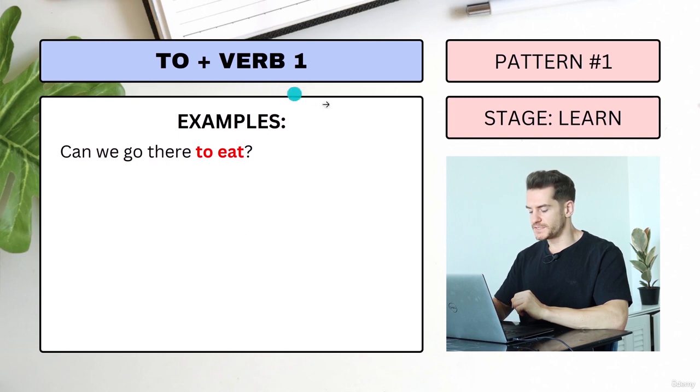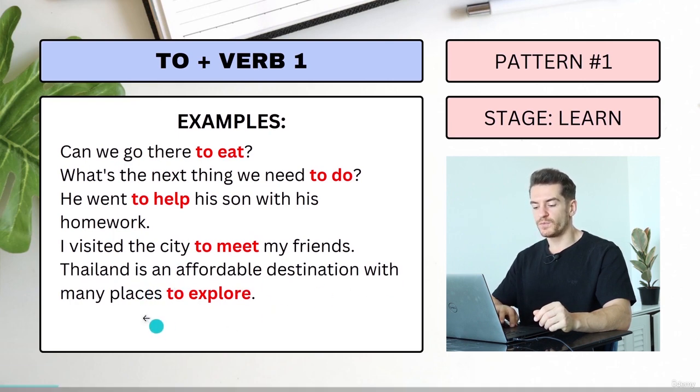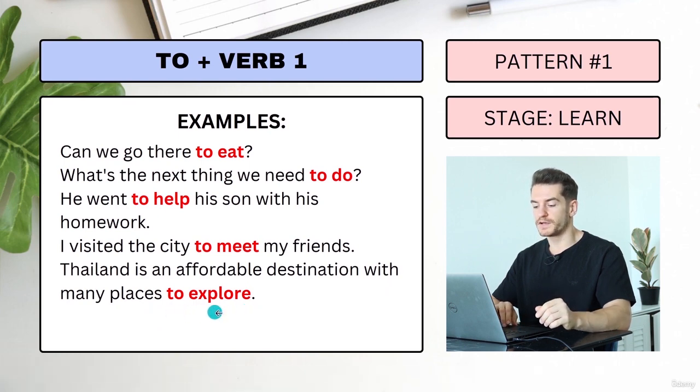So let's have a look at some other examples. What's the next thing we need to do? Same again, guys. After to, verb 1. He went to help his son with his homework. Same again, to plus verb 1. Next one, I visited the city to meet my friends. To meet. Meet is verb 1. And last one, Thailand is an affordable destination with many places to explore. Same again, to plus verb 1.